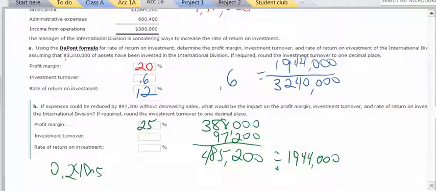So let's change that to 25%. Now the investment turnover won't change because that's still going to be the amount of assets invested, and we are going to divide that into our sales, and the only thing we changed was our expenses. So that number will be the same, but we can multiply those and we'll see what happens. We're going to take 0.25 times 0.6, and that gives me now a rate of return of 15%.